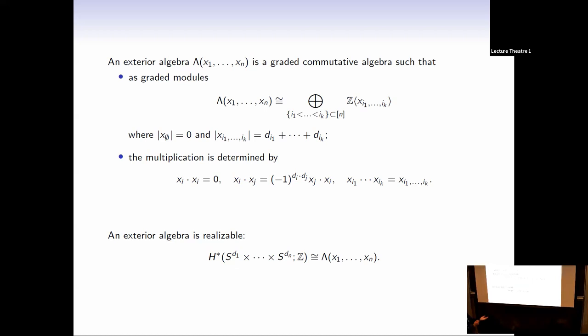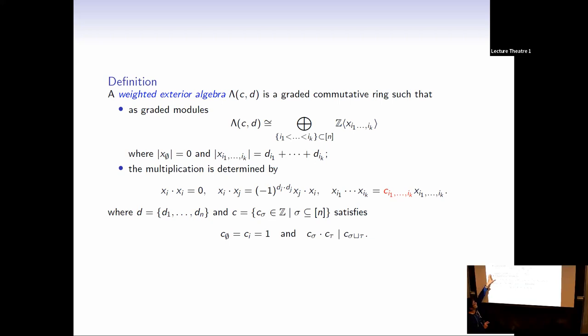Now we want to construct a family which is like a weighted version of exterior algebra. What we want to do is have them be the same as before, as an exterior algebra, as graded modules, but with different multiplications, by adding coefficients to the multiplication equations.